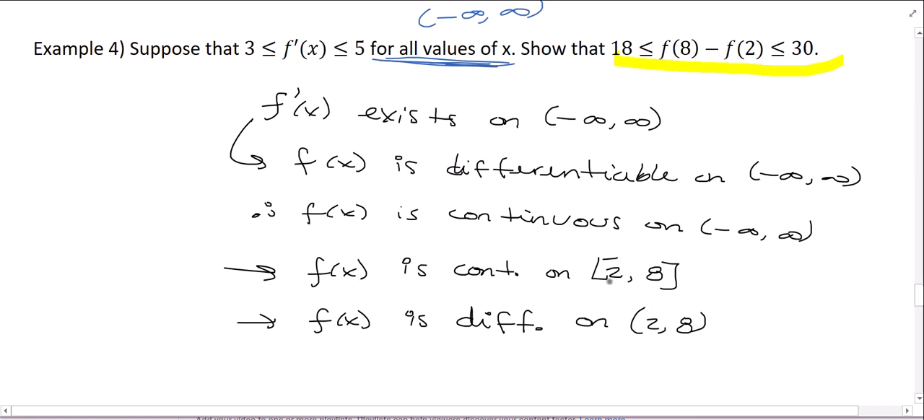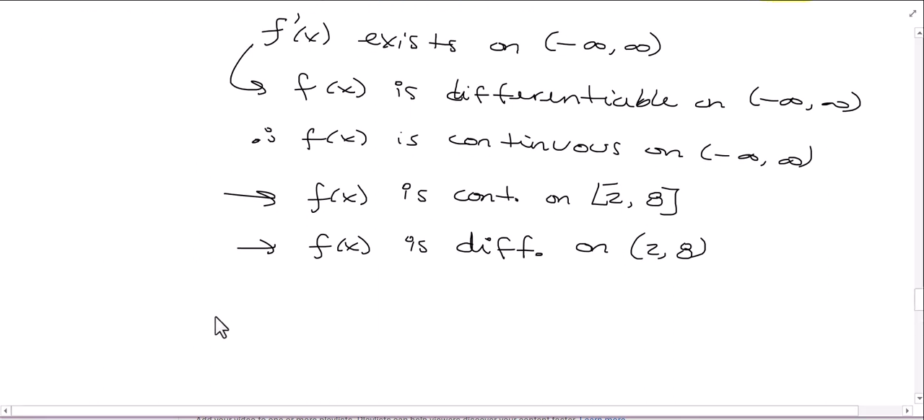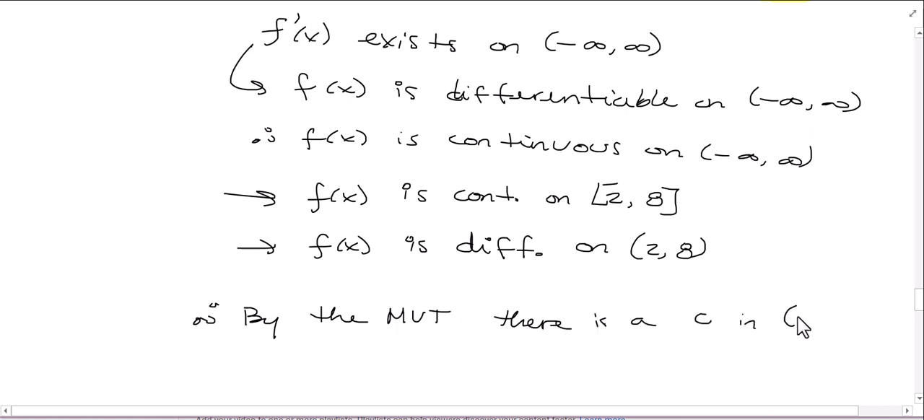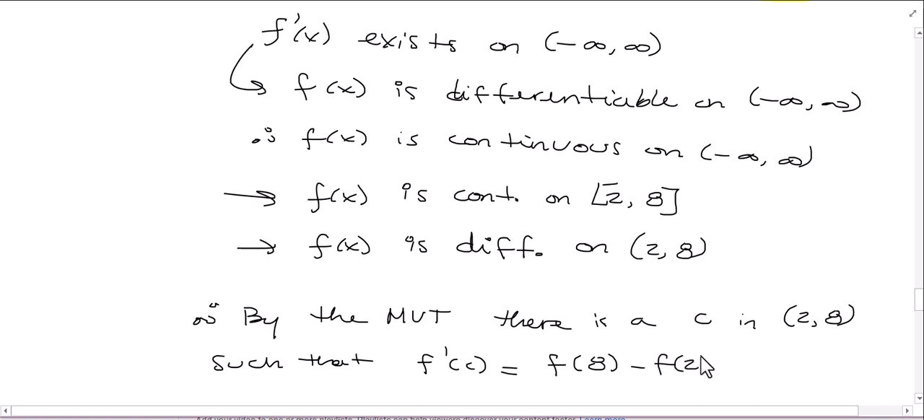f of x is continuous on a closed interval, and f of x is differentiable on that same open interval. So therefore, by the mean value theorem, there is a c in the open interval (2, 8) such that f prime of c is equal to f of b minus f of a over b minus a, so f of 8 minus f of 2 over 8 minus 2.